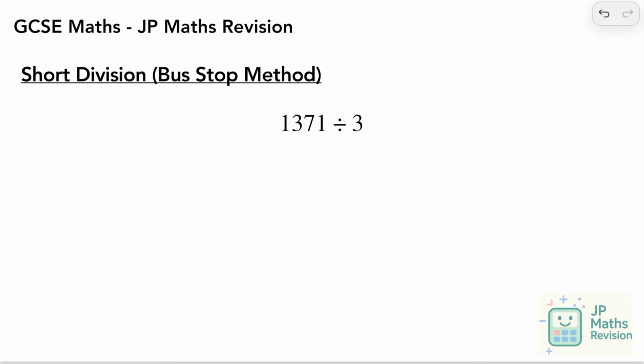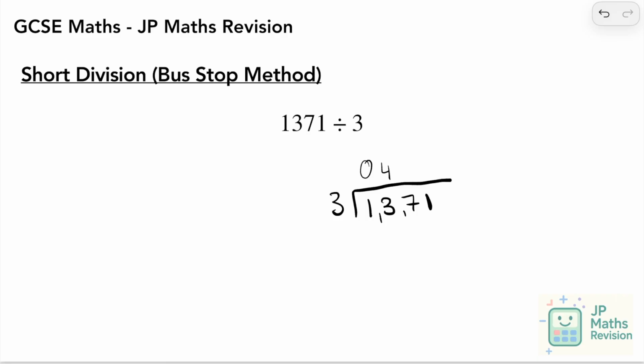Before we do this, we're going to quickly recap what we mean by short division or the bus stop method. If we have 1,371 divided by 3, using the bus stop method, we're going to draw out 3 and put 1371 inside the bus stop. We ask ourselves, how many times does 3 go into 1? That's 0, remainder 1. Then, how many times does 3 go into 13? This time that's 4, remainder 1.